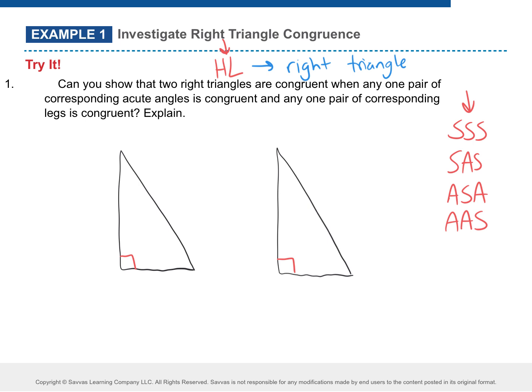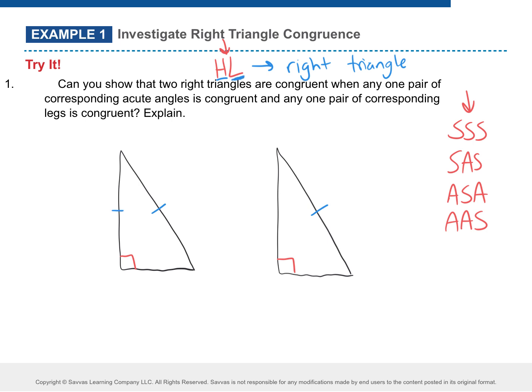Okay, do they have the right angle? Does your picture show both of them have a right angle? Yes. Okay. Which one's the hypotenuse? What'd you say? The longest side across the right angle. So, to use hypotenuse leg, those two need to be congruent to each other. Okay. So, we have the angle, we have the hypotenuse, we need a leg.